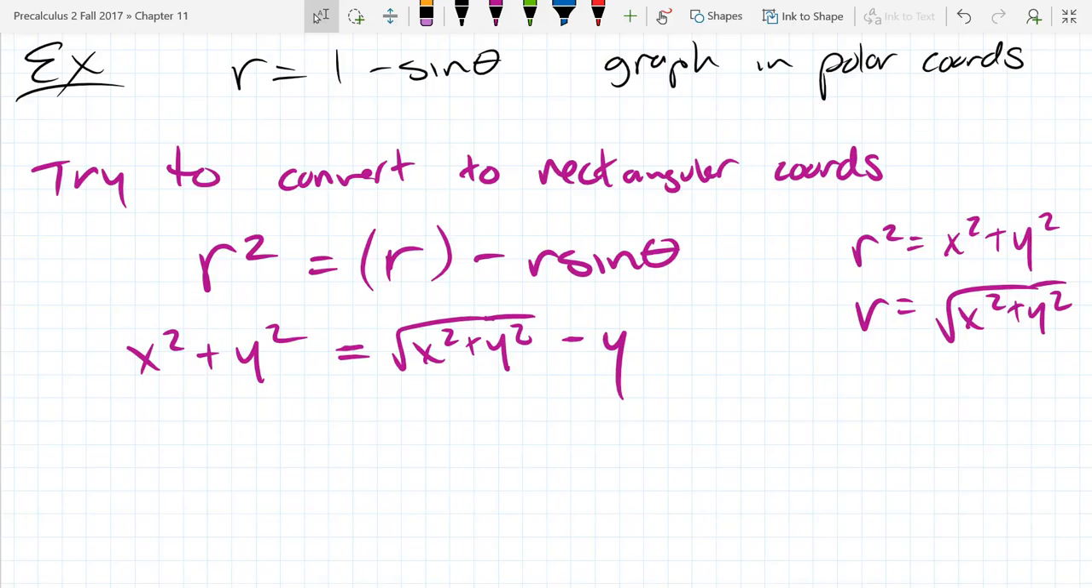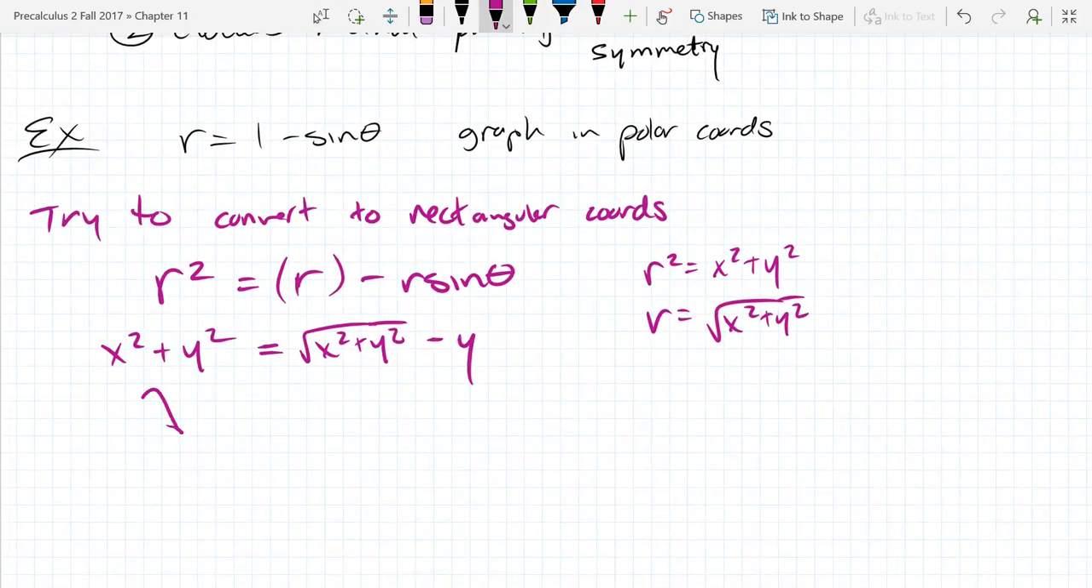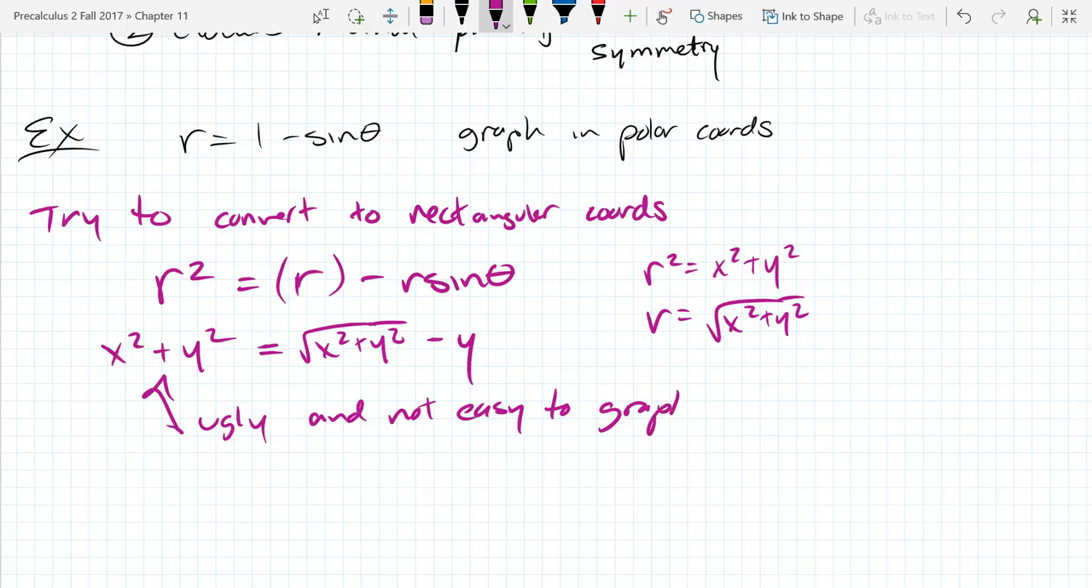However, graphing this is not going to be easy. So this is nothing like anything I've graphed before. So you can turn these into rectangular coordinates, but I don't know what the graph looks like. I doubt I could solve for y, so it's probably not a function. So it's not going to be a function. It's not going to be easy to graph.